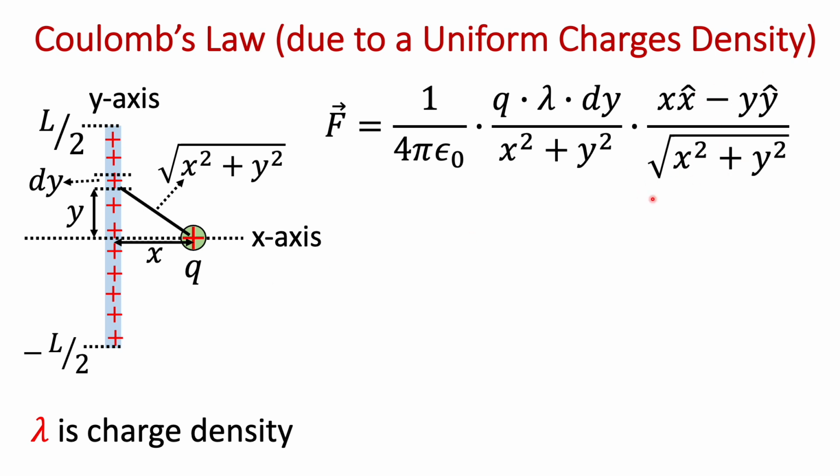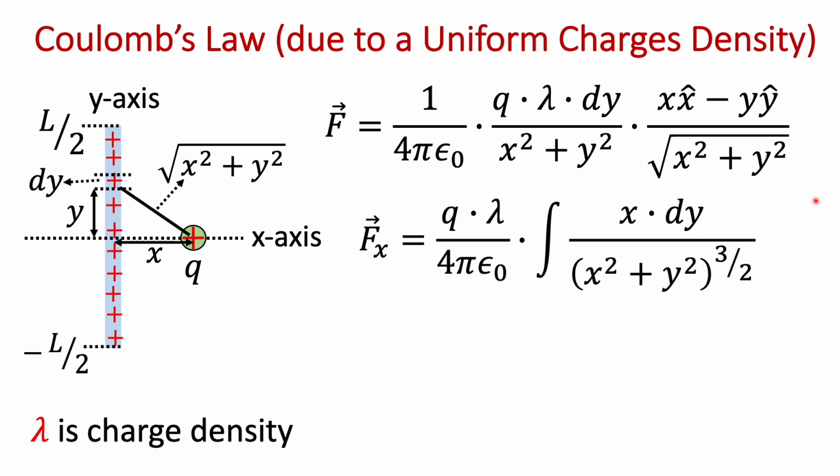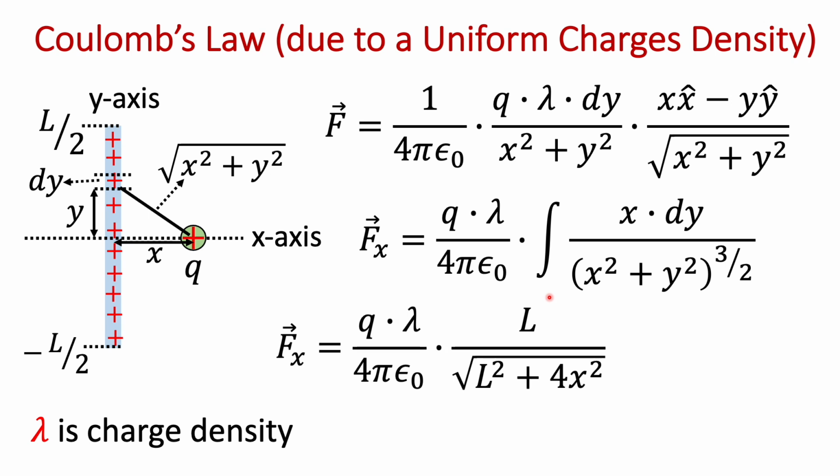The force in the y direction is going to be 0, so we will calculate the force only in the x direction. And the force in the x direction is Q times lambda from here, and then we have x here and times dy divided by this whole factor, x square plus y square to the power 3 by 2. Then when we do the integration, we get Q times lambda divided by 4 pi epsilon 0 into L divided by the square root of L square plus 4x square.